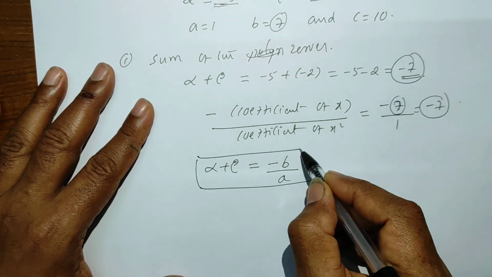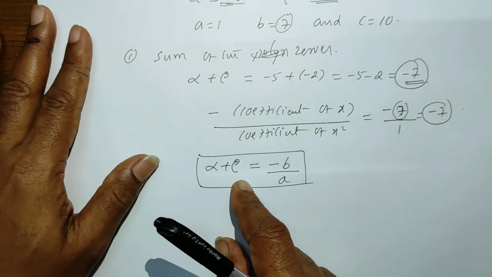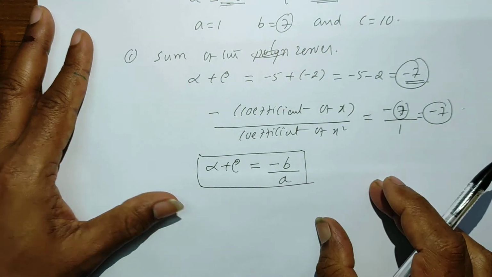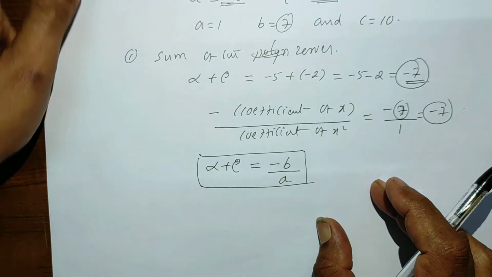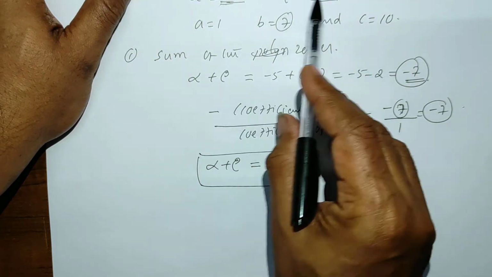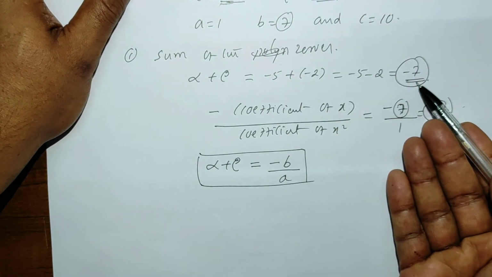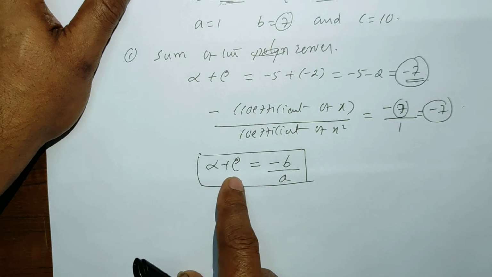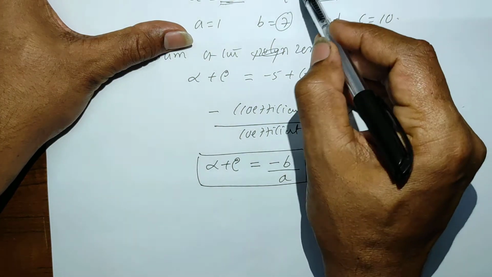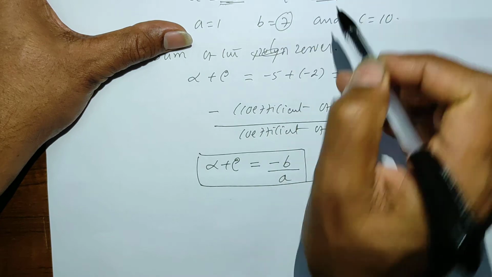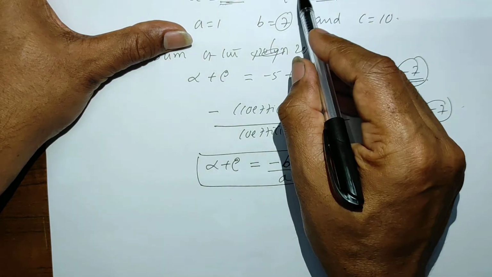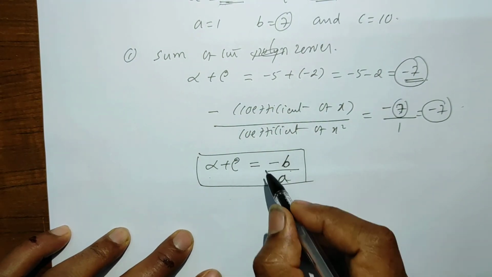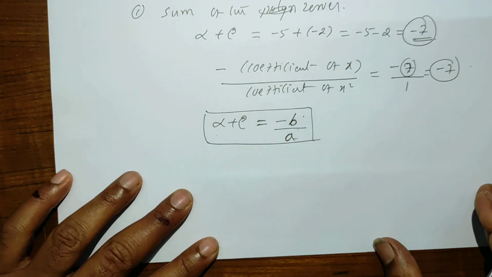So whenever you are asked to find sum of the zeros without giving the zeros, you can write minus b by a. That will be the sum of the zeros. See, if the zeros are given, you will add directly to find the sum of the zeros. If the zeros are not given, you can find the sum of the zeros just by knowing the coefficients. b means coefficient of x, a is coefficient of x square. Sum of the zeros is equal to minus b by a.